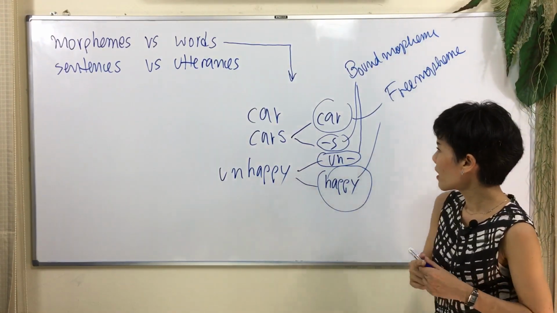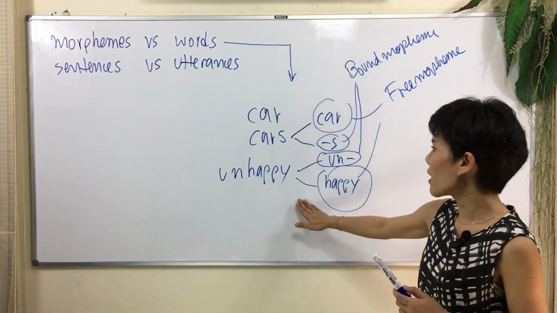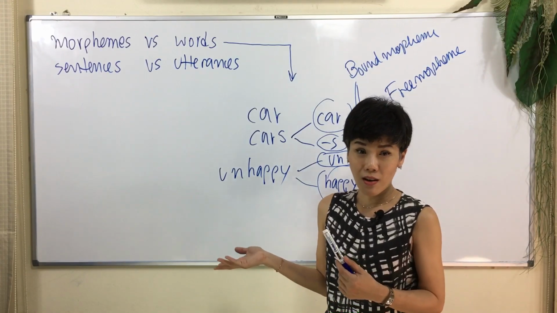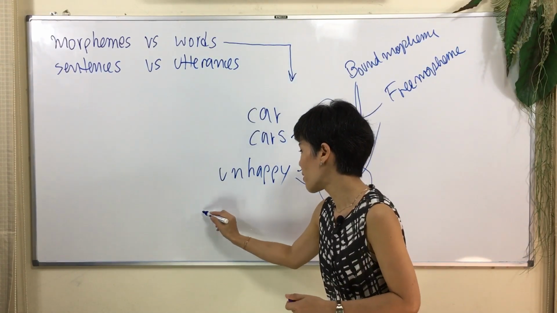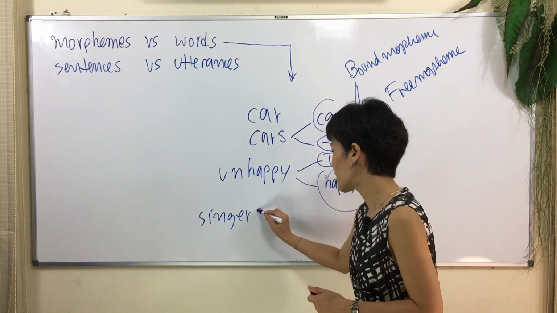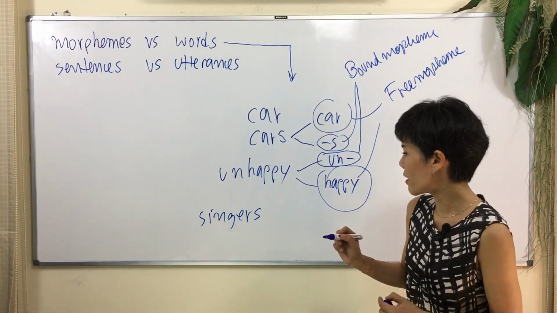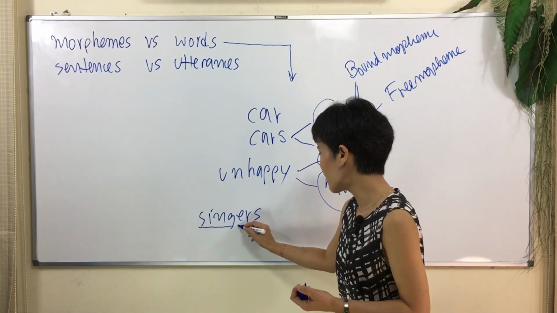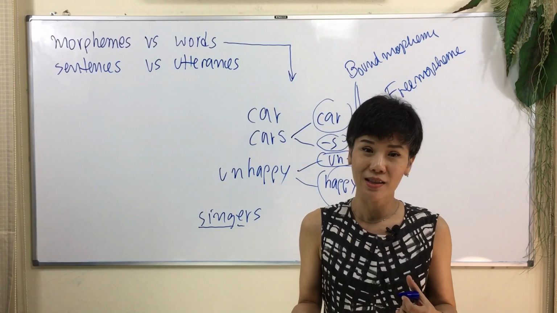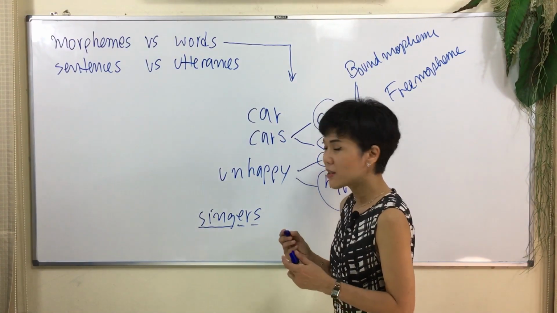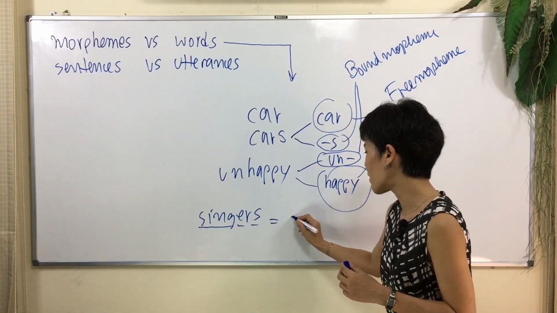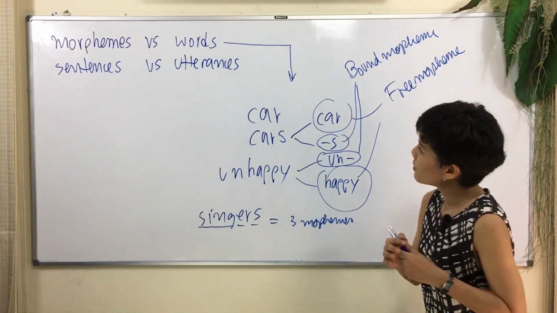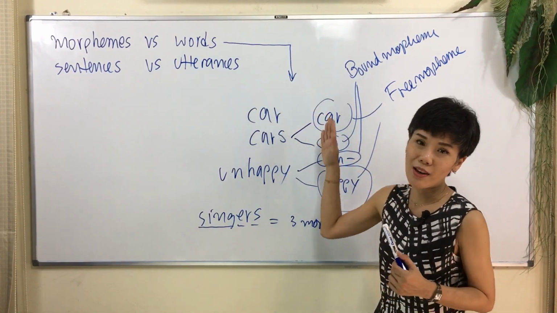All right. Now, the examples that I showed here are words consisting of 2 morphemes, but a word can also consist of more than 2 morphemes. Think about a word like singers. It has 3 morphemes, right? Sing, which is the action of singing, -er, which means the person who does the action of singing, and -s for plurality. So singers consists of 3 morphemes. Alright, so that's pretty much the notion of morphemes and words.